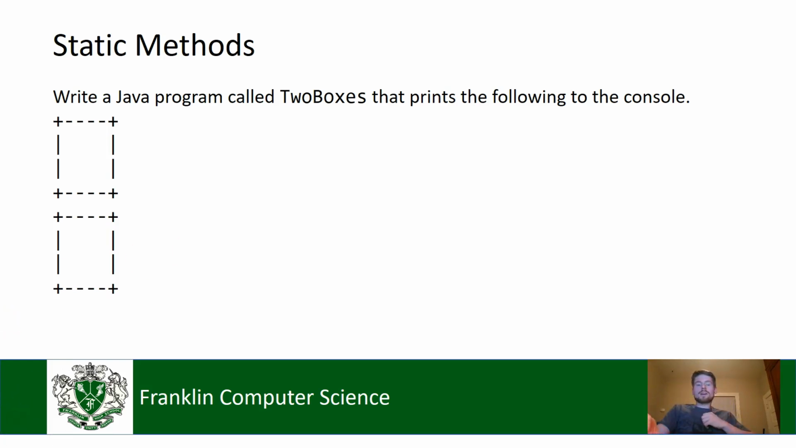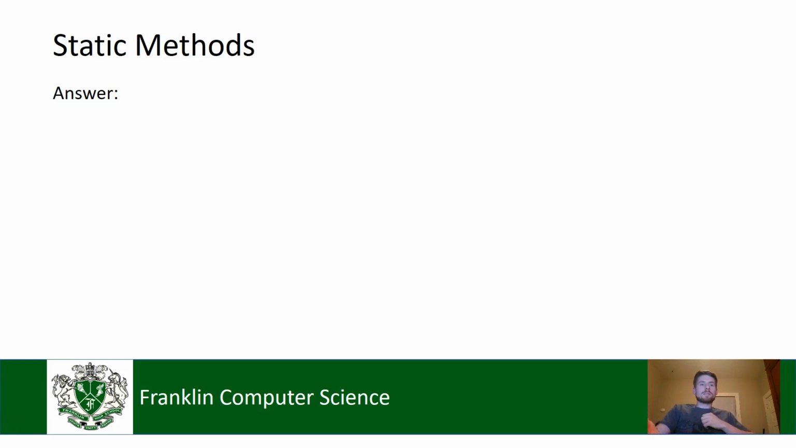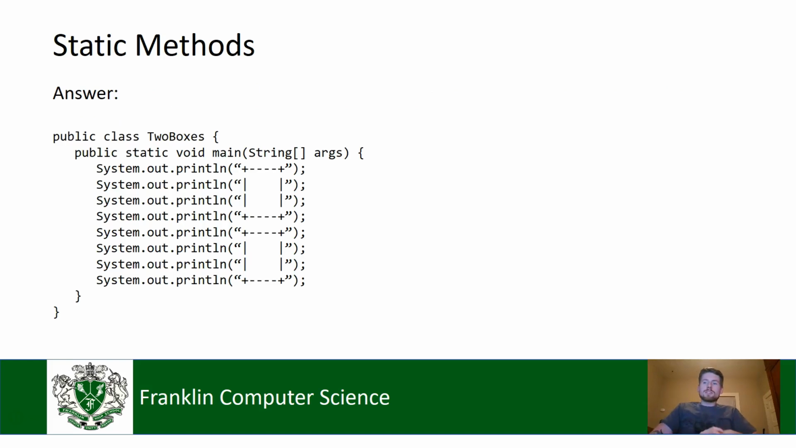Okay, so hopefully you got a solution for this, and it should look something like this. Here's public class toBoxes, that's the name of our program. Here's our main method, public static void main, String[] args, open curly brace, and then we just have this big blob of System.out.printlns. We have plus, dash dash dash dash, plus for the top, and then the middle, top, and so on. We have all these print statements, just one after the other.